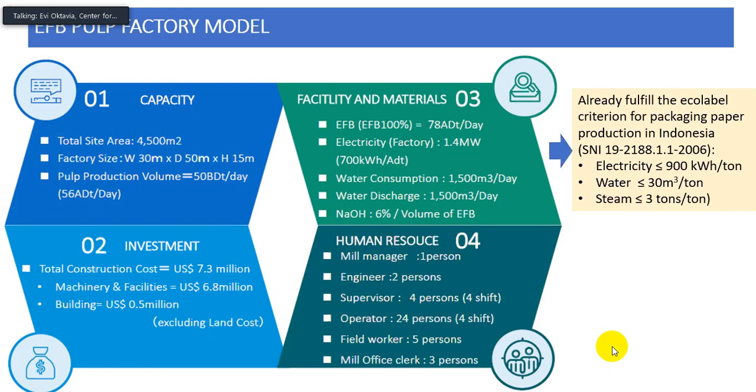And water consumption, even though you think it's quite high, actually still fulfills the eco-label criterion for packaging paper production in Indonesia. It is around 30 cubic meters per ton. And the caustic soda that we use, from the previous study, is about 6% of caustic soda per volume of EAP. And the important thing in this study is that we didn't use steam at all. And this whole facility still fulfills the eco-label criterion for packaging paper production in Indonesia.